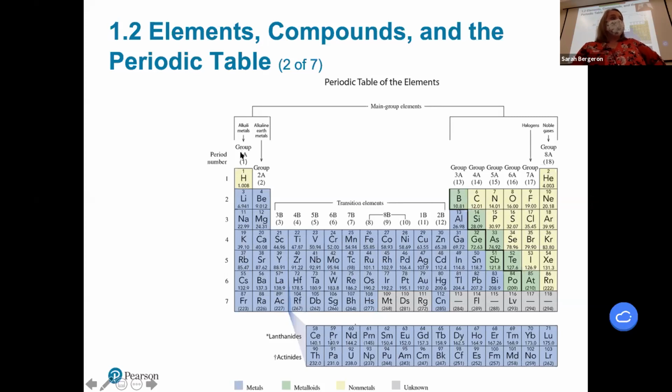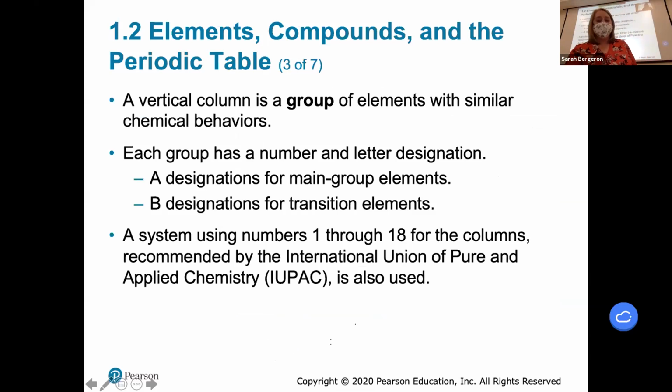But there is another way to name them, and your book uses both of them. So the main group elements have a letter A. So here's 1A, 2A. Now to get to 3A, I've got to jump all the way across here, and I've got 3A, and so on. And then my transition elements are labeled with a B. So be careful if you see a 3B that you go over here. And if you see a 3A, you go over here, okay? It's one thing I see a lot of people miss.